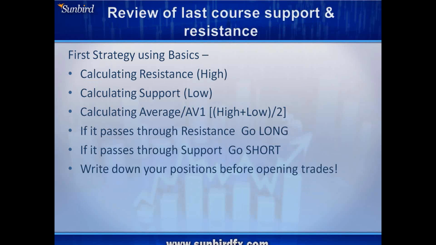Okay, so again, review of our last strategy, we use support and resistance. So exactly what do we need for our first strategy using the basics: calculating resistance, which is our highest rate of the day, calculating support, which is our lowest rate of the day, calculating the average, which is average 1, high plus low divided by 2. If it passes through resistance, go long. If it passes through support, go short.